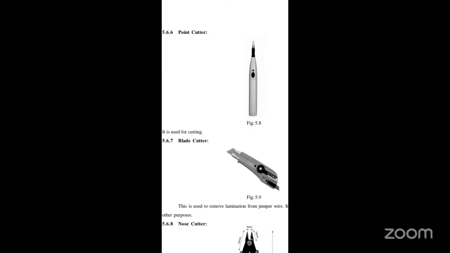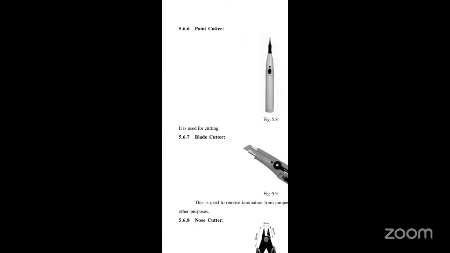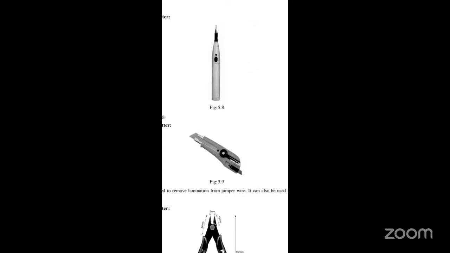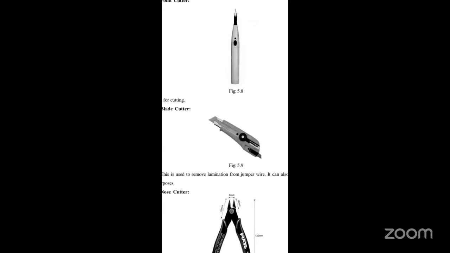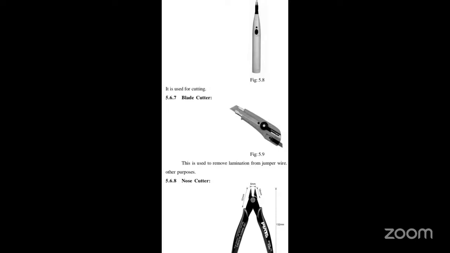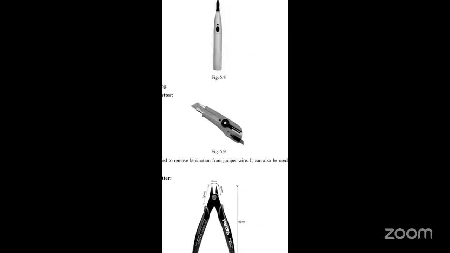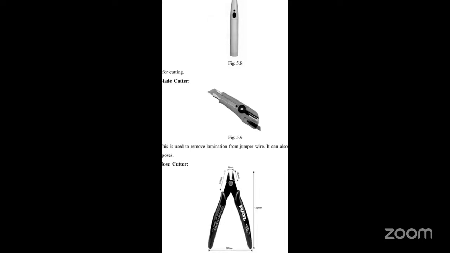Next, point cutter. It is used for cutting. Next, blade cutter. This is used to remove lamination from jumper wire. It can also be used for several other purposes.